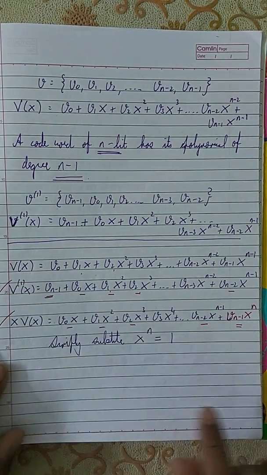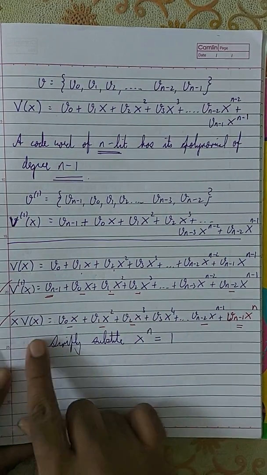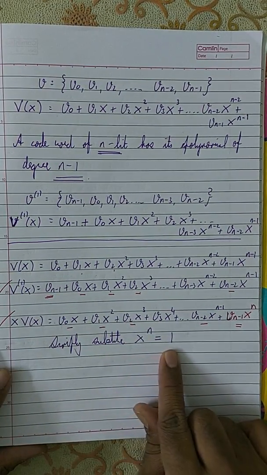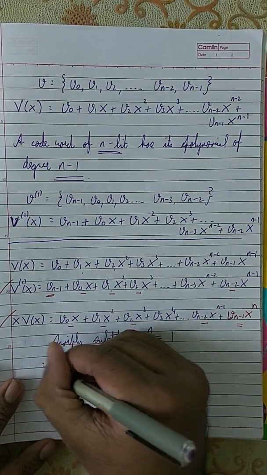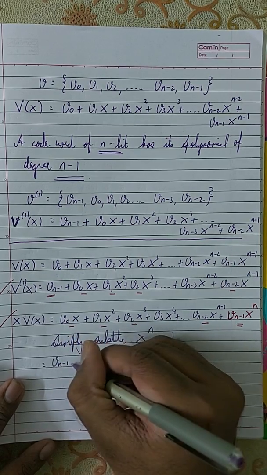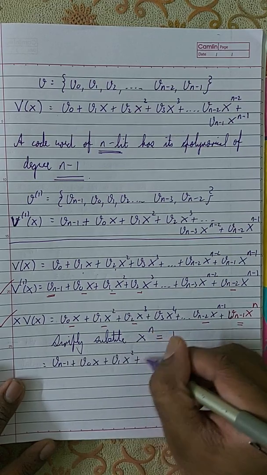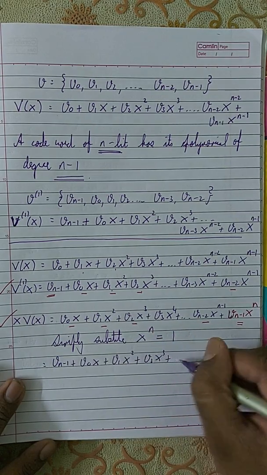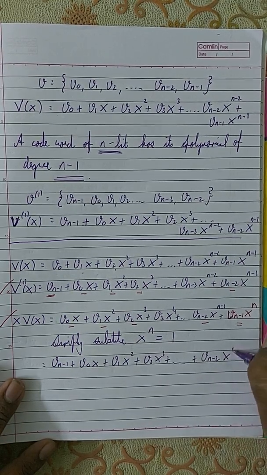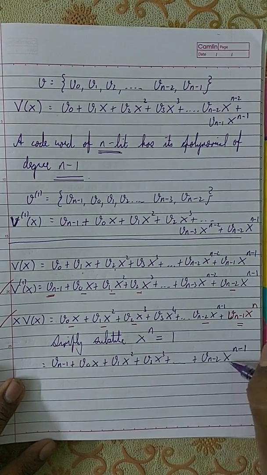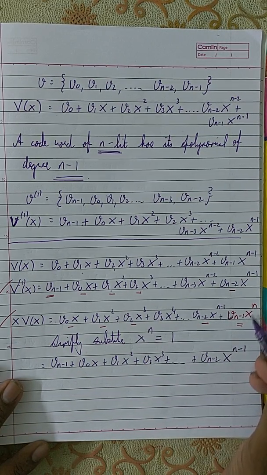These two equations will become equal, right? All I have to do is multiply v of x with x and then substitute x raised to n equal to 1. So what will happen if I substitute x raised to n equal to 1? I will get vn minus 1 plus v0x plus v1x square plus v2x cube plus everything will be the same, and the last term will be vn minus 2 x raised to n minus 1. You see, the reason is because I substituted this x raised to n equal to 1.